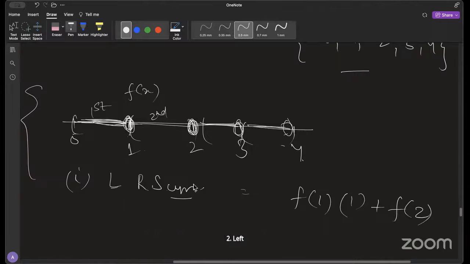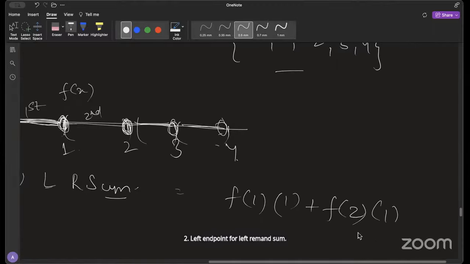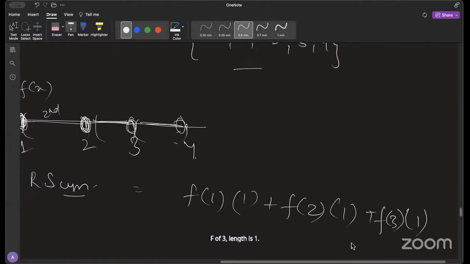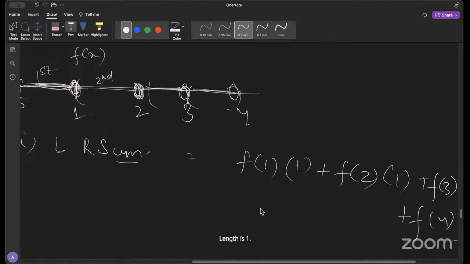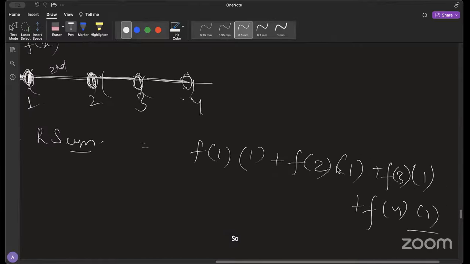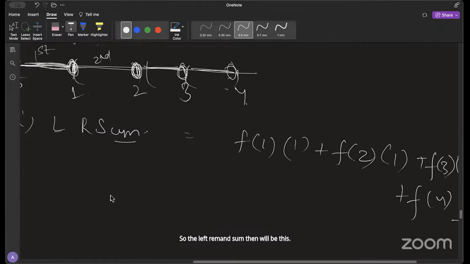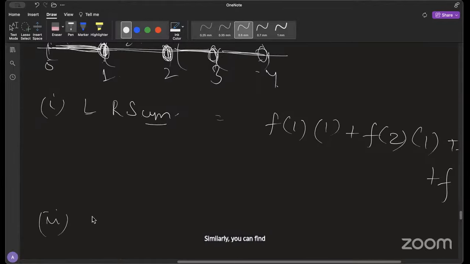Left end point for the left Riemann sum. F of 2, length is 1. F of 3, length is 1. And then F of 4, length is 1. Is this clear? So the left Riemann sum will be this. Similarly, you can find the right Riemann sum.